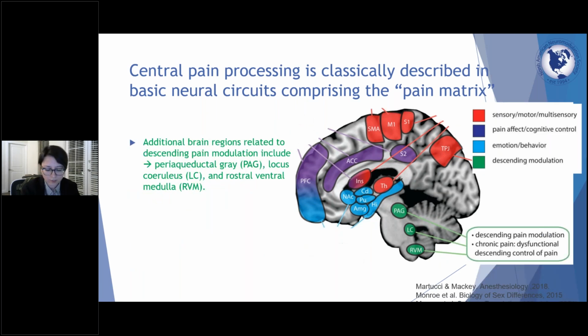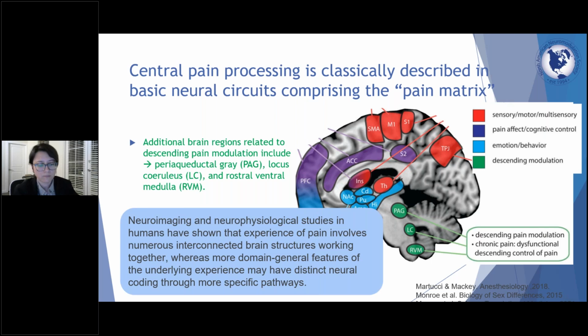And the additional brain regions related to descending modulation include periaqueductal gray, locus coeruleus, and rostral ventral medulla. Well, these brainstem, midbrain, and medullary regions are involved in the descending modulation of pain, therefore exerting both inhibitory and facilitatory effects on spinal circuits. Well, I'm not going to go over the entire text here, but long story short, the take-home message is that pain involves coordination between these areas working together, and single anatomical areas do not drive the entire percept of pain.